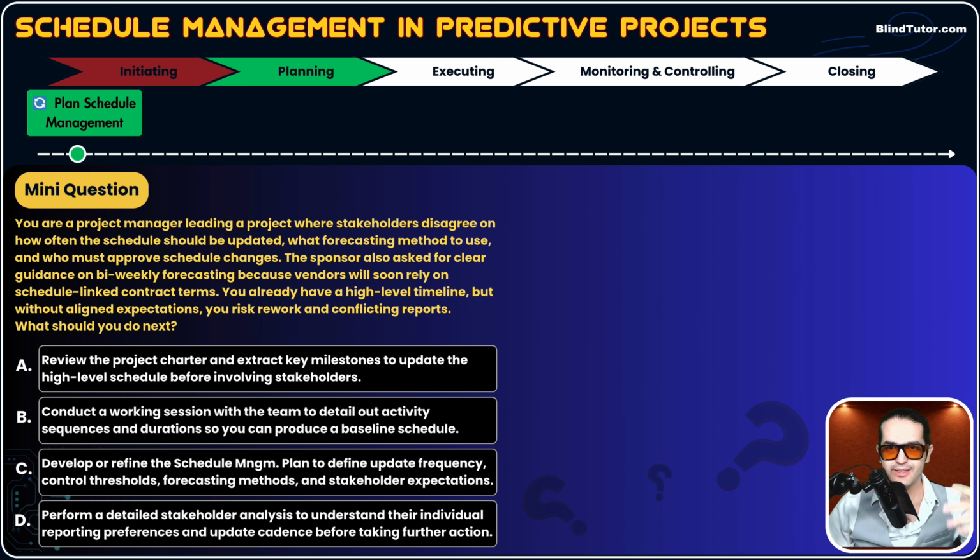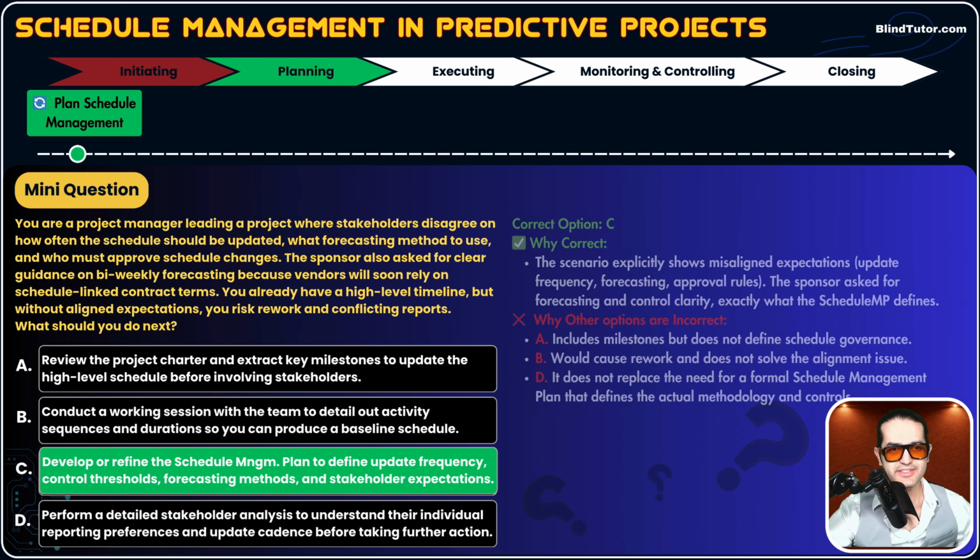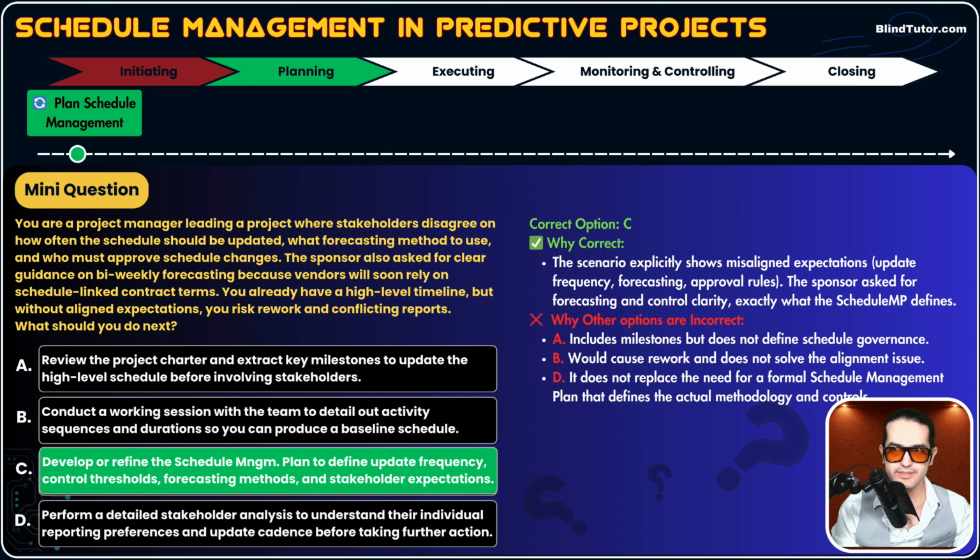What methods or forecasting we use? Those technical terms, SPI, SV, those are forecasting methods that we're going to cover in future processes. Where are they located? In a schedule management plan. Any concern you have about schedule, any question you have as a PM, as a team member, is provided in schedule management plan. Okay, that's why the option C is correct. Develop or refine. If you already have the schedule management plan, you have to refine. If you don't have a schedule management plan, you develop. Okay, develop or refine the schedule management plan to define update frequency, control thresholds, forecasting methods, or stakeholders' expectations.